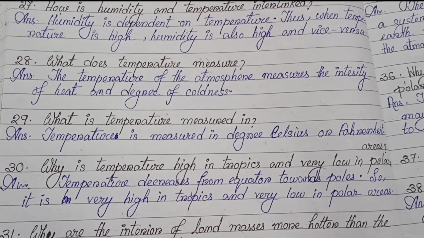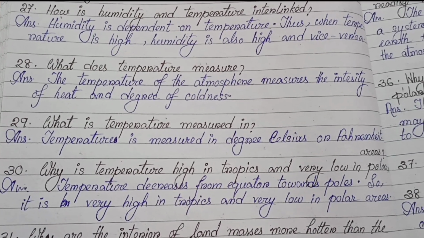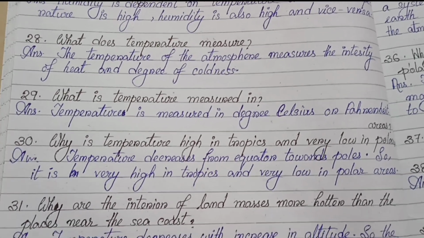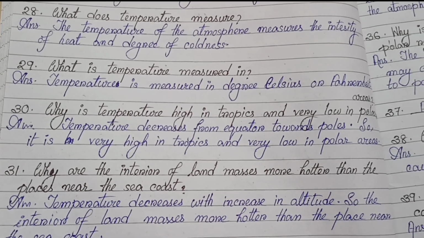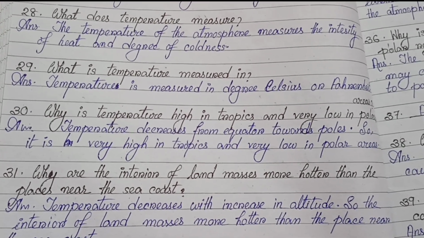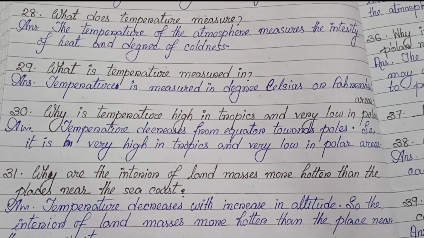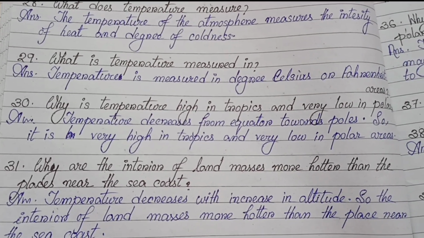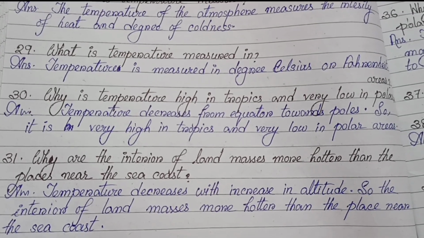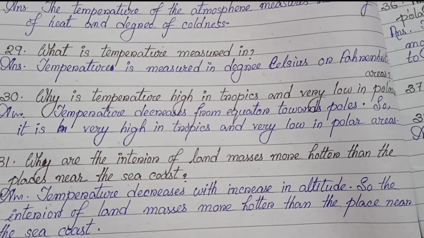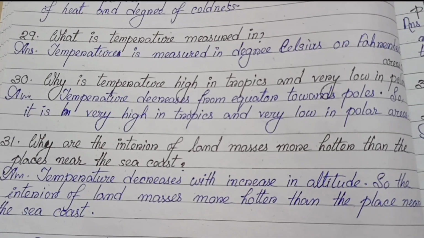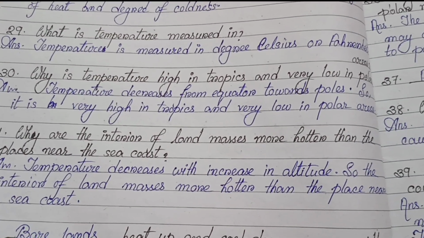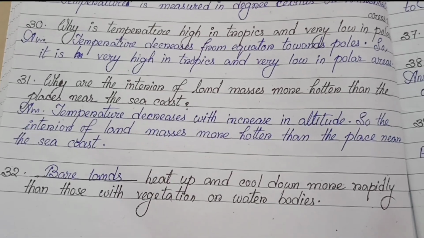28. What does temperature measure? The temperature of the atmosphere measures the intensity of heat and degree of coldness. Number 29. What is temperature measured in? Temperature is measured in degrees Celsius or Fahrenheit. Number 30. Why is temperature high in the tropics and very low in polar areas? Temperature decreases from the equator towards the poles, so it is very high in the tropics and very low in polar areas.